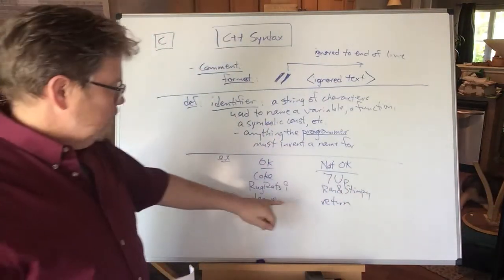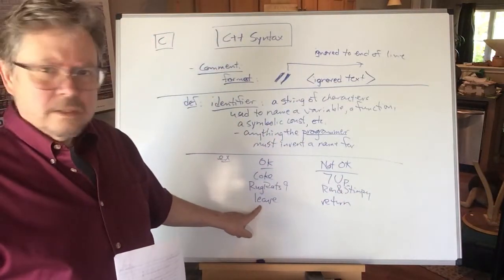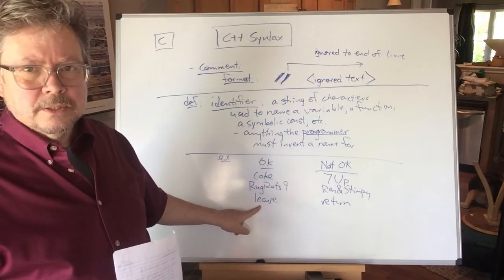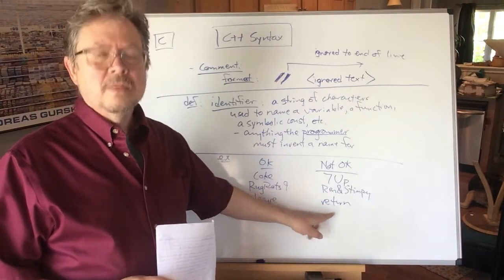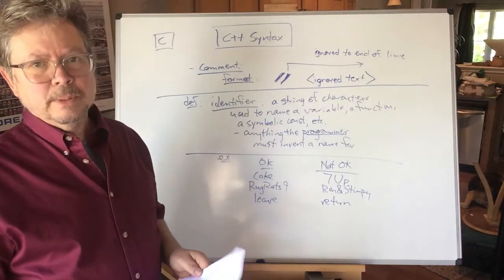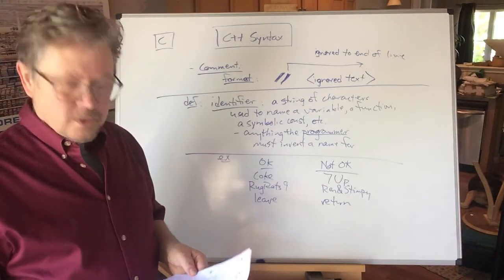You can go, but you can't come back. You can leave, because leave doesn't already mean something in C++. It's not a reserved word. You can't use return as a variable name because it is a reserved word. That already means something in the C++ syntax. See how to play this game?